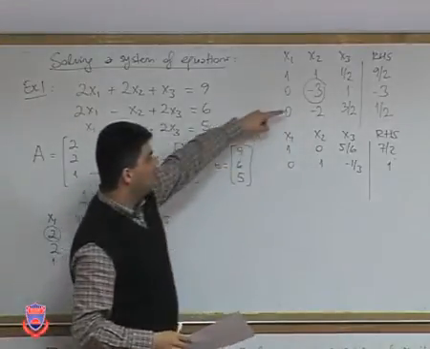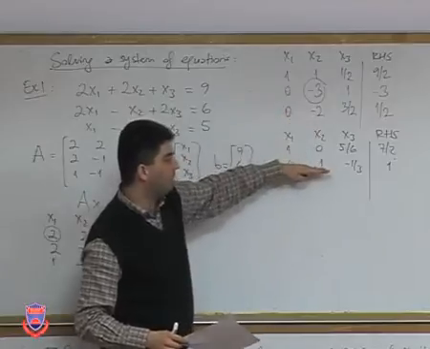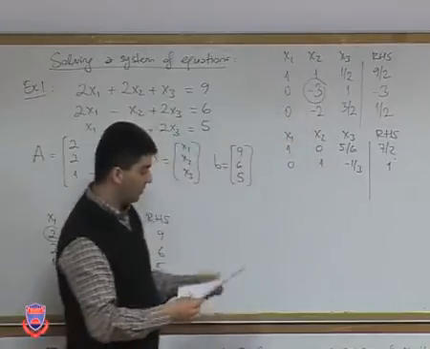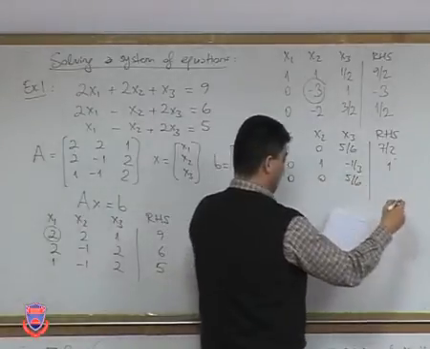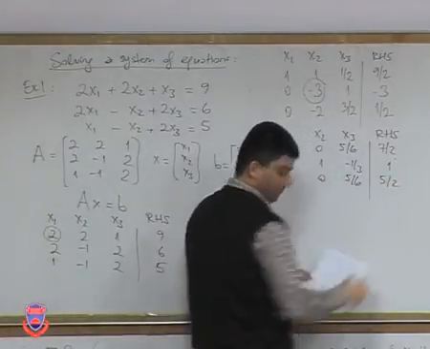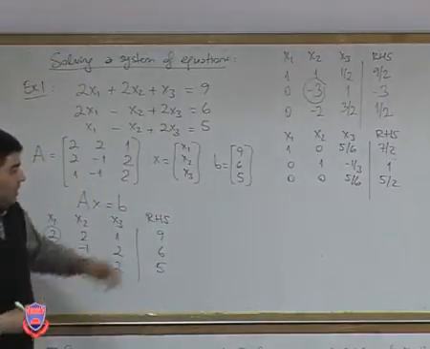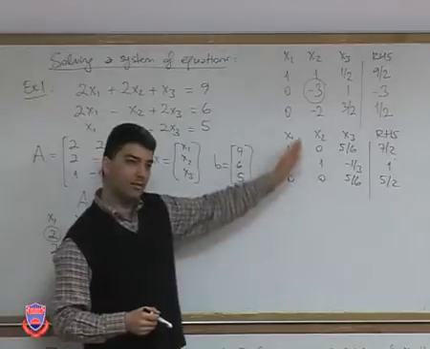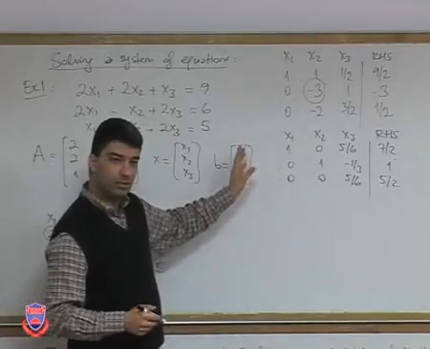Then similarly, I'm going to try to make this term equal to 0. And to do that, I'll multiply this by 2 and add it to the last row. And if you do that, you have 0, 0, 5 over 6. And the right-hand side is 5 over 2. So now, again, the second column is exactly in the right format, right? I have 1, 0, 0. Did I make a mistake?